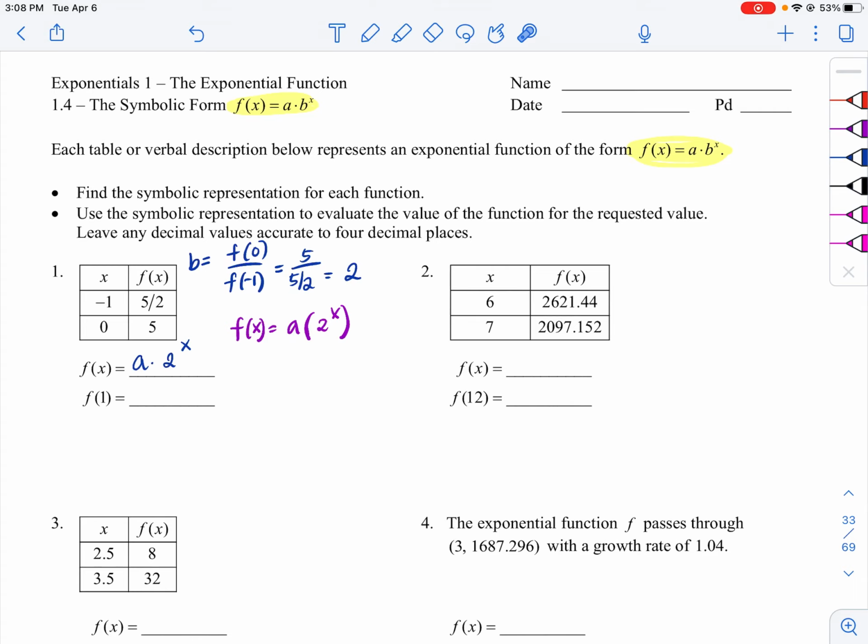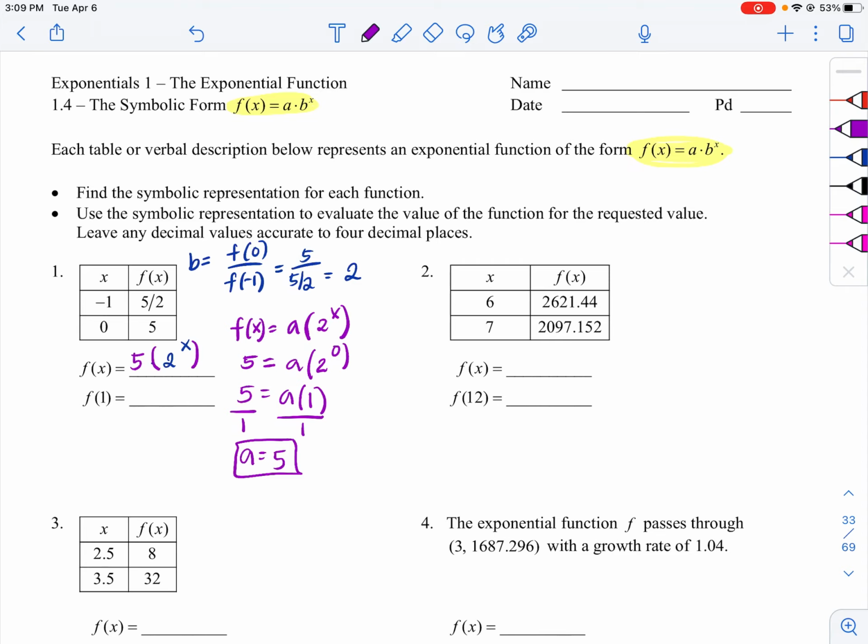So my f of x is 5, and my x is 2 to the power of 0. So 5 equals a times 2 to the power of 0, which is 1. Dividing both sides by 1, my a is equal to 5. Therefore, I can delete that, and my formula would be 5 times 2 to the power of x. And now that I have my formula, I am able to solve what f of 1 is.